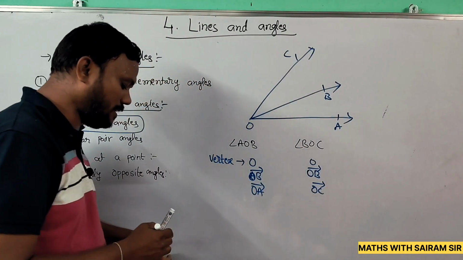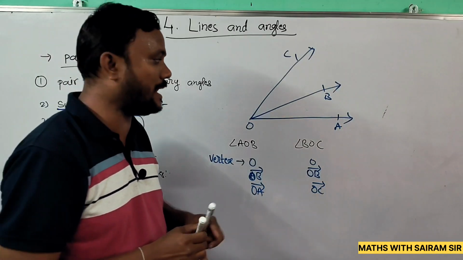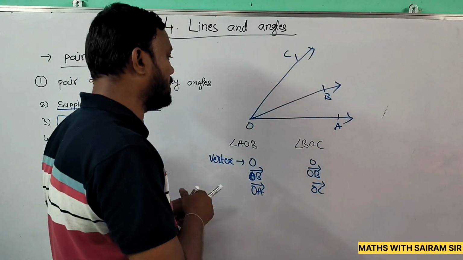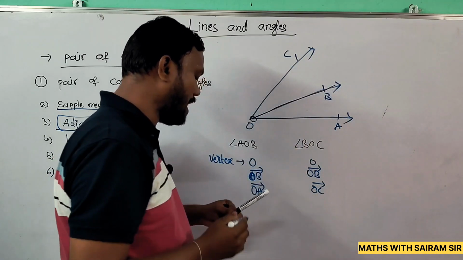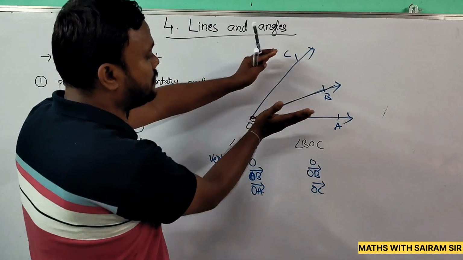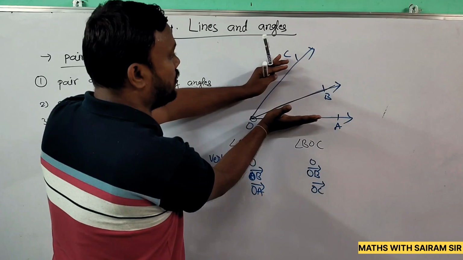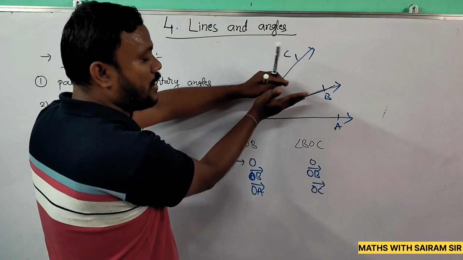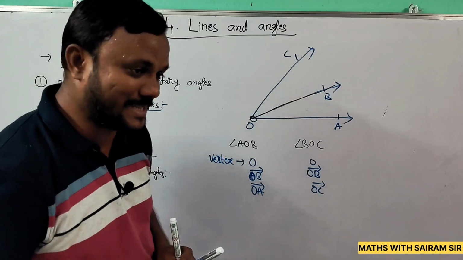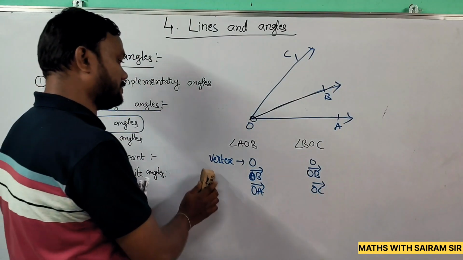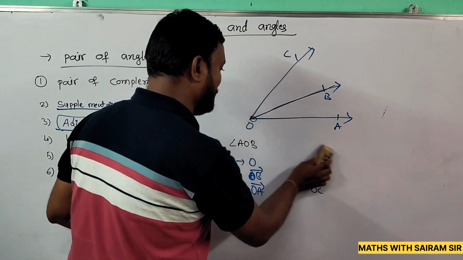Okay, so here if you observe, these two angles have a common vertex O and a common arm OB, and the non-common arms OA and OC are on either side of this common arm. So these two angles are known as adjacent angles.